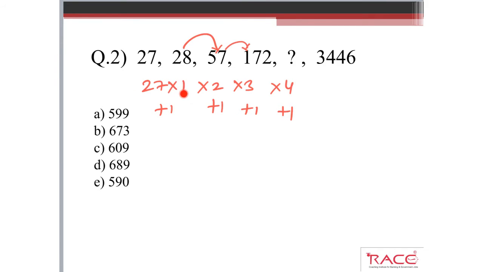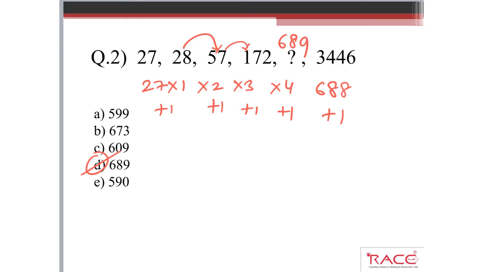First into 1 plus 1, multiplication, then addition. Multiply by 2 plus 1, multiply by 3 plus 1, multiply by 4 plus 1. This addition factor is same and the multiplication factor is increasing. Okay, so what would be the answer? 172 into 4, it will be 688 plus 1. So it will be 689. Okay, so our answer is option D.